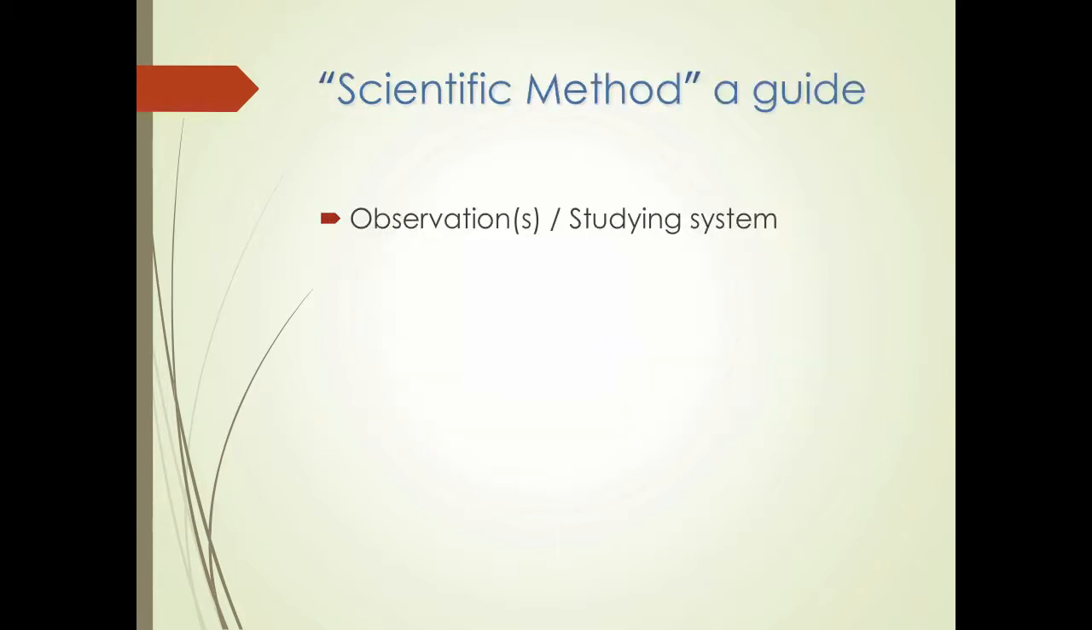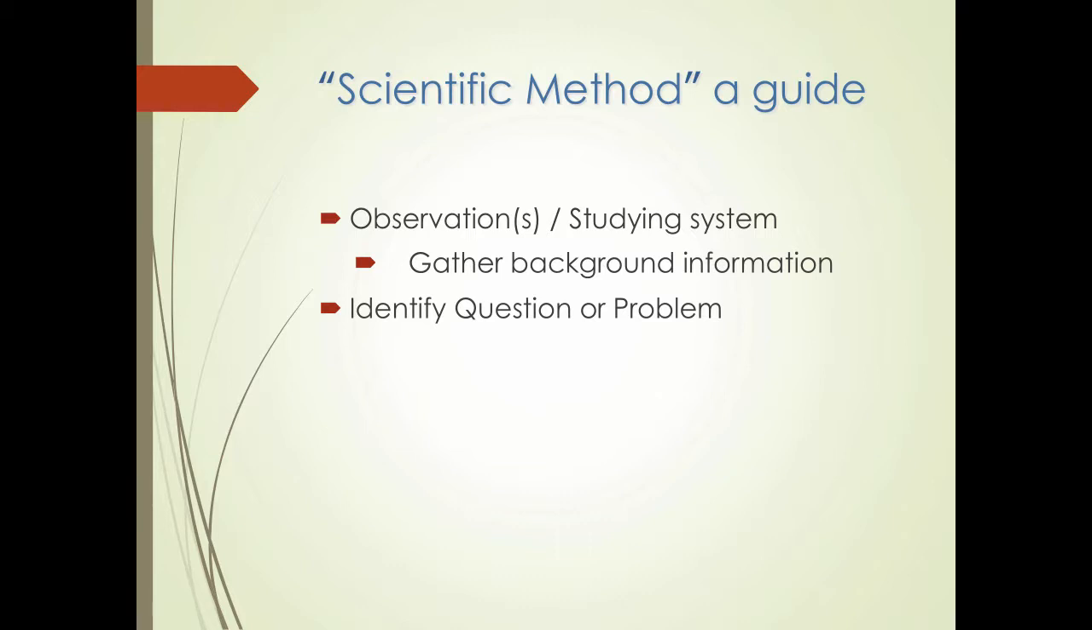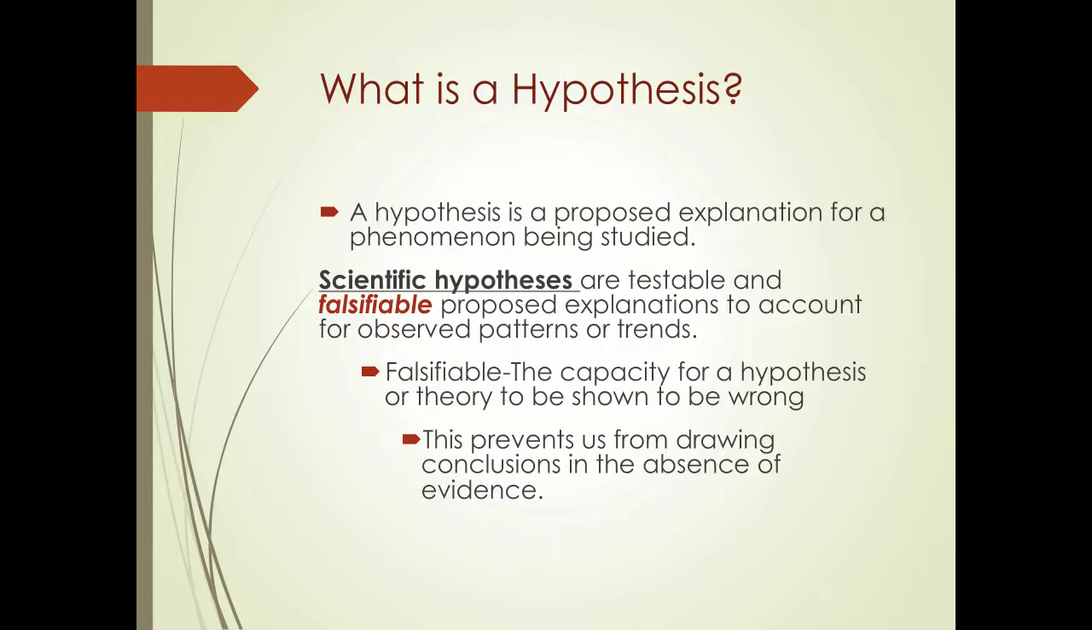The scientific method begins with observations. You observe a system that you're interested in. You then gather background information about that system or that observation. You identify questions or problems that have not been addressed in that background information. And then you form hypotheses about these questions.